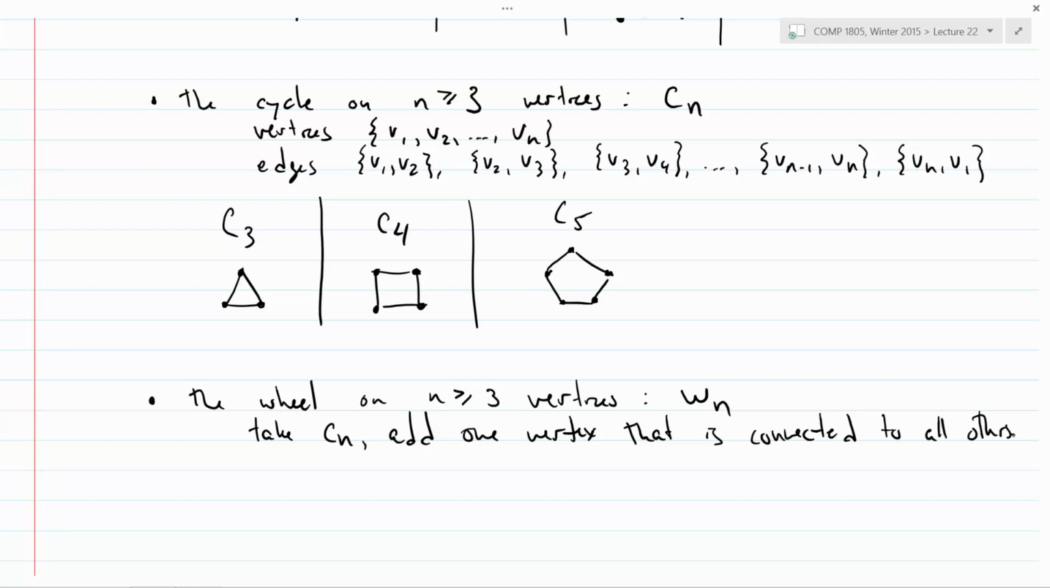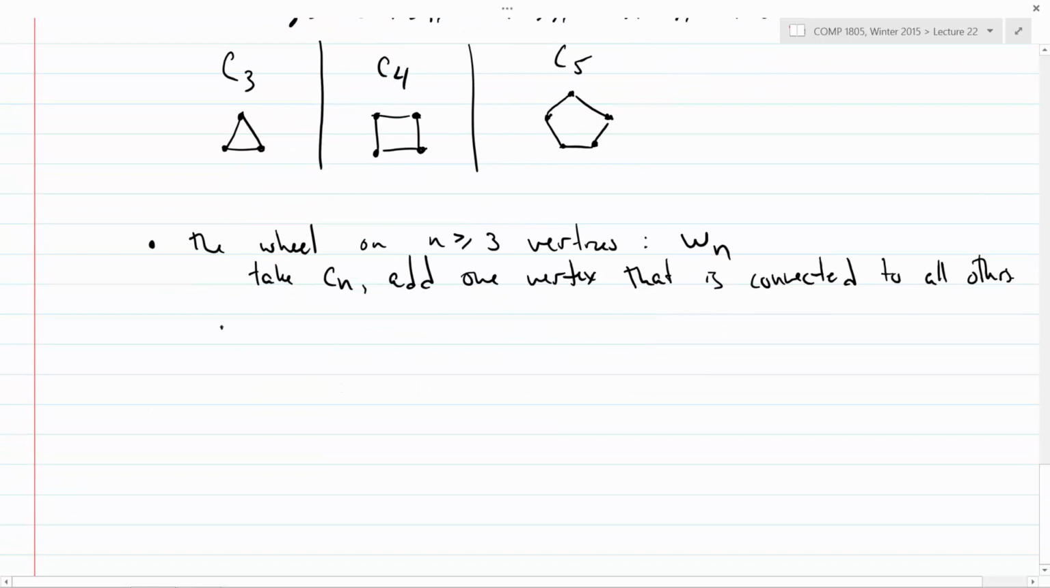Other textbooks don't define it this way, and will instead say take Cn minus 1 and add a vertex. I suggest doing it this way, just in this course for the sake of consistency. So if I wanted W3, I take C3, which looks like this, and I add one vertex that's connected to all of the other vertices. That's what W3 would look like. Notice that it has 4 vertices, which is maybe a little misleading, but that's what the definition says to do, so that's what we do.